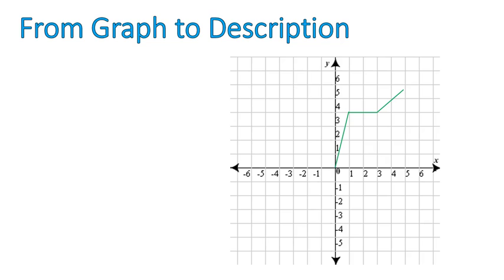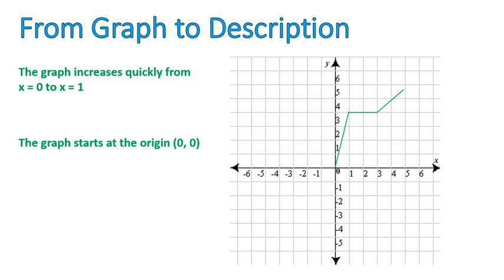From this graph, the green line segments that form that function, what are some of the things you can conclude by looking at this graph? Perhaps you notice that the graph increases quickly from x equals 0 to x equals 1. Right there, it has a slope of 4. It's got a really steep slope. Then also the graph starts at the origin, 0, 0. That's something that was consistent with the previous graph. It's about the only thing that was consistent with the previous graph.